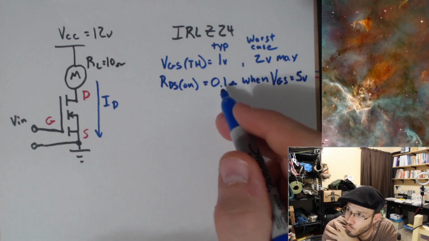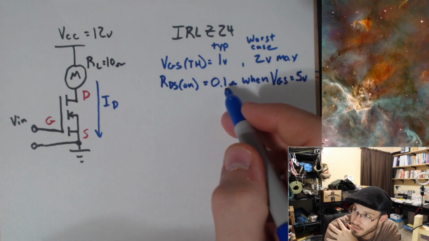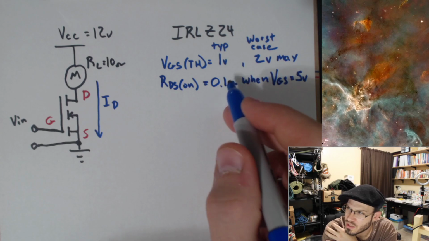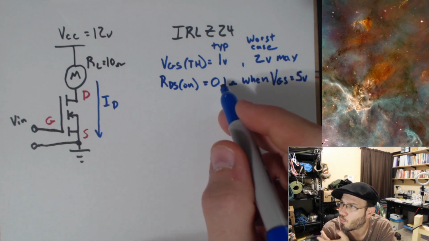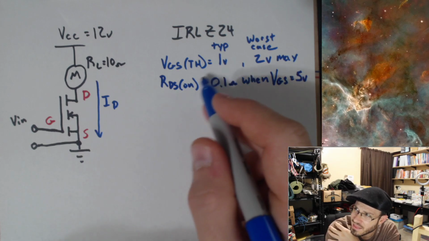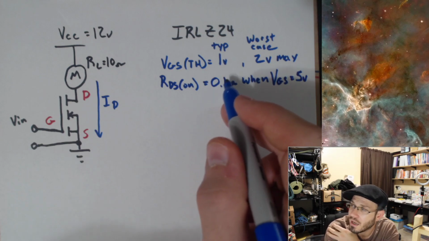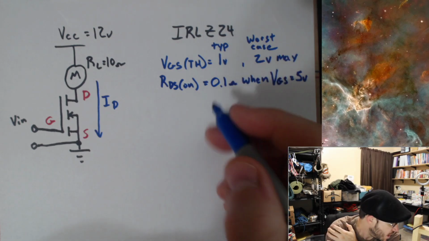Now 0.1 ohms might as well be a closed switch in my opinion. 0 ohms would be a perfectly closed switch, but 0.1 ohms is damn near close enough. You wouldn't even find a 0.1 ohm resistor in your resistance kit. It might as well be a wire at that point. It is a very low amount of resistance.